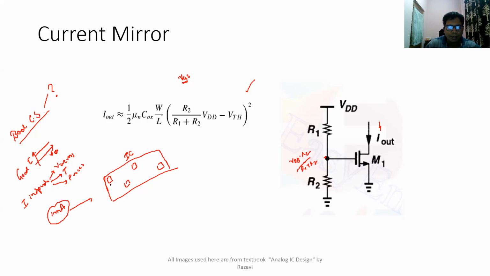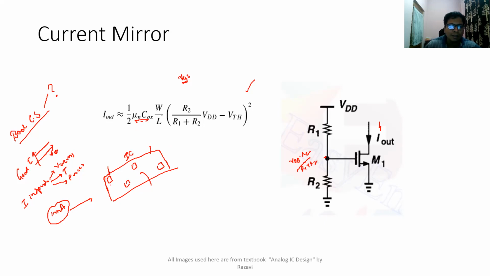Okay, so the parameters here, the mu and Cox parameter, whatever you are having here, will have a different value here, a different value here, and a different value here, because it's all based on chemical processes, and chemical processes you cannot control to that degree such that you get the same mu and Cox value throughout the wafer. It is not possible. There will be some degree of variations.